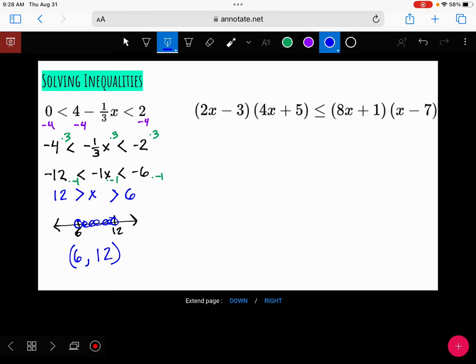Now we're going to do one like this, and they look a little scary. So I have products on my inequality.